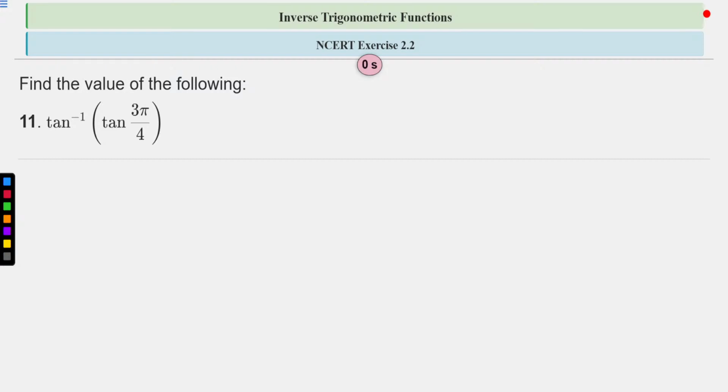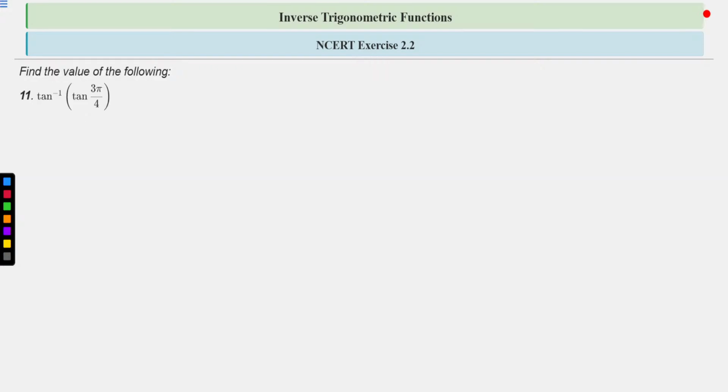Okay, let us move to the solution part. We basically have to find the value of the expression tan inverse tan 3 pi by 4, right? So the correct answer will be minus pi by 4. Let us see how. Our expression is tan inverse tan 3 pi by 4.